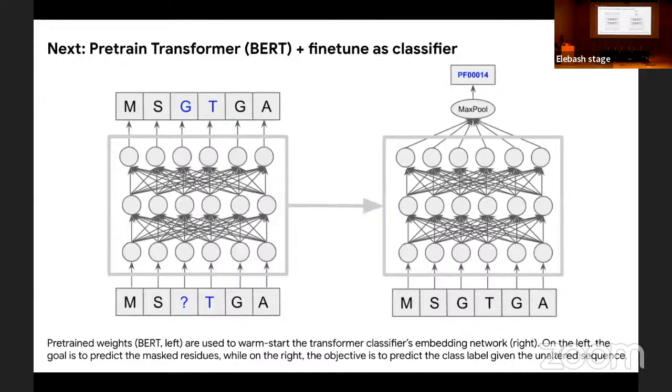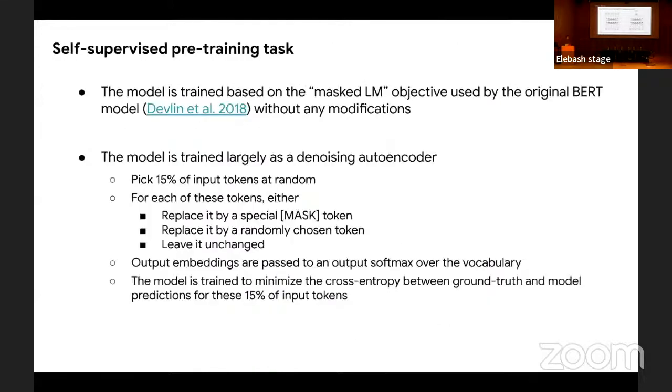And then we can take that model and freeze the weights, essentially, and then train a classifier on top of it. So we can keep all that knowledge that it's learned by being able to fill in the gaps and use it to warm start the classifier. This was a very simple application of a model called BERT that was published in the NLP literature. And as I said, we trained it as a denoising autoencoder.